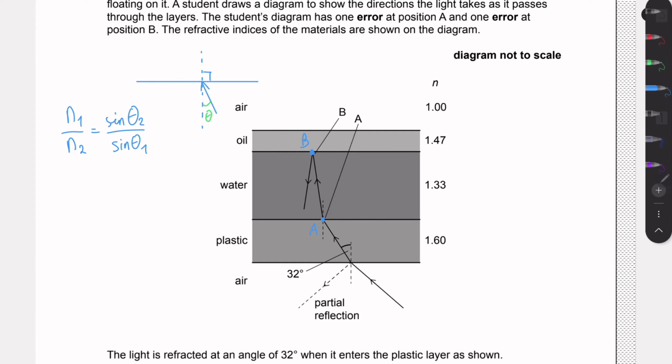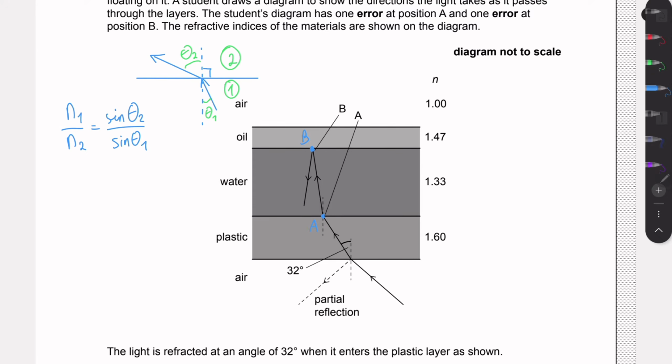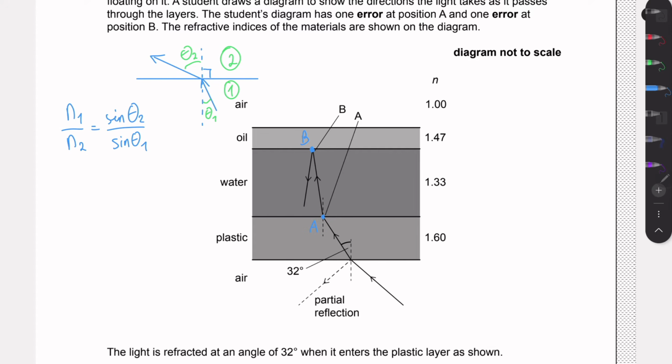So if this is the incident ray, and this is the refracted ray, then again we want to look at the angle between the normal, and so these are the two angles, and we usually label the first material number 1 and the second material number 2. So 1 is just where the light is coming from. So if we look at this question, we see that at point A, we are traveling from plastic to water. So we can say that this is material 1 and this is material 2.